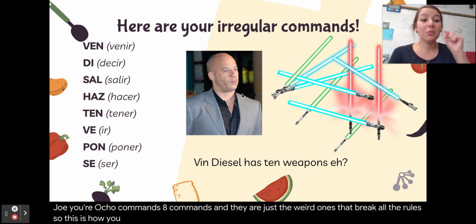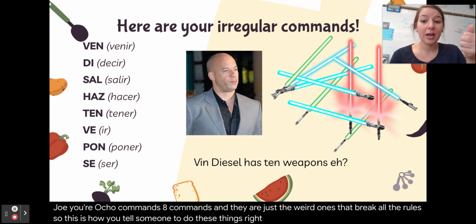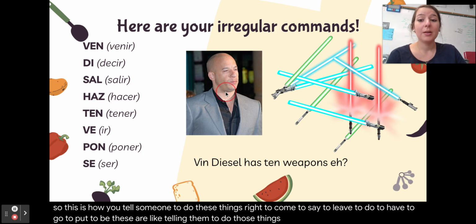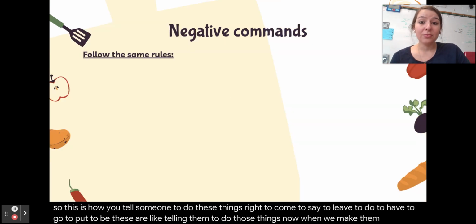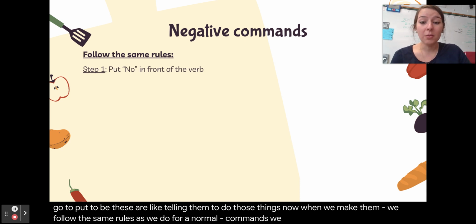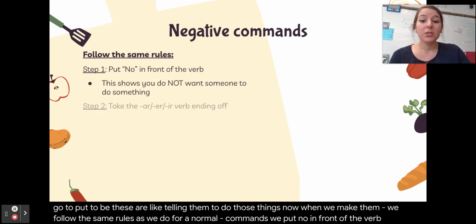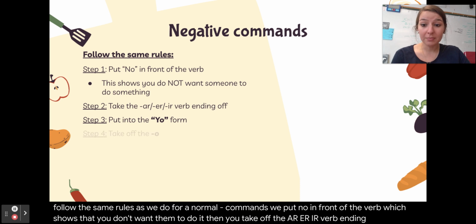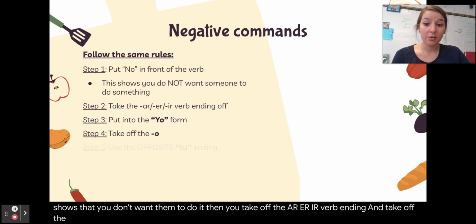So this is how you tell someone to do these things, right? To come, to say, to leave, to do, to have, to go, to put, to be. These are like telling them to do those things. Now, when we make them negative, we follow the same rules as we do for our normal negative commands. We put no in front of the verb, which shows that you don't want them to do it. Then you take off the AR, ER, IR verb ending, put it into the yo form, and take off the O, add the opposite ending.